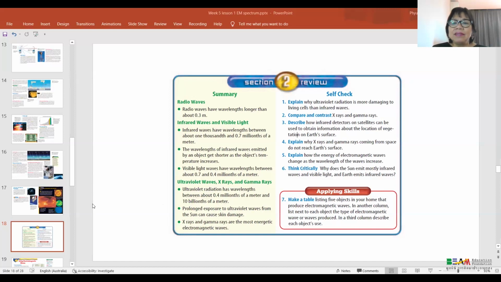Can anyone tell me how infrared radiation is used in daily life? When you read through, anyone notice anything? Any volunteer? Yes, Ida. On the remote control. The remote control? Yep. And one more thing as well. Anyone noticed how infrared is used in our daily life? No? No one?